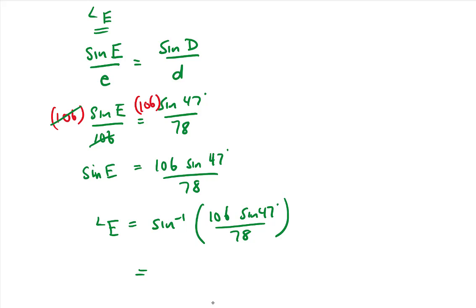So on my calculator, it looks something like this. I have to get the sine minus 1, an open bracket. I type in 106 times sine, and then I put the 47 in brackets, then divided by 78, and close the bracket again. And if I do that, I end up with an angle of 84 degrees, or approximately 84 degrees for angle E.